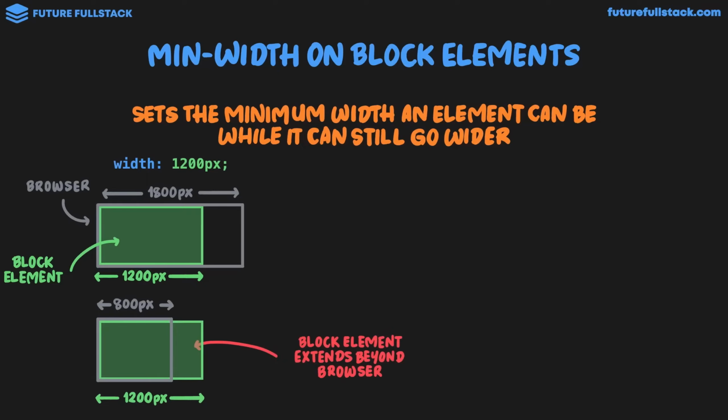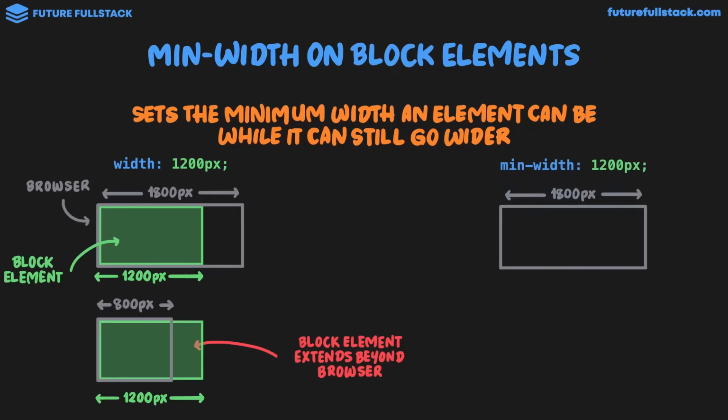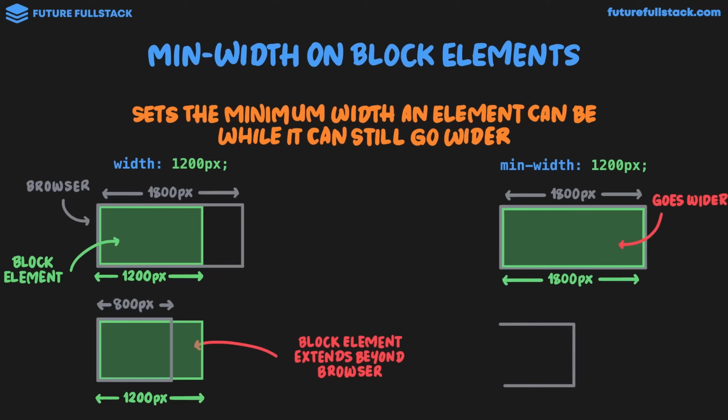Let's now compare this to min width. We have our same browser with the current width of 1800 pixels. We now set the block element's min width to 1200 pixels. And because we're using min width, the block element is able to expand the full width of the browser, 1800 pixels, so it goes wider. As you can see, this is very different to the width of 1200 pixels on the left. If we now reduce our browser to 800 pixels, our block element still has a width of 1200 pixels, because the minimum width our element has to be is 1200 pixels. So over here, the block element also extends beyond the browser.